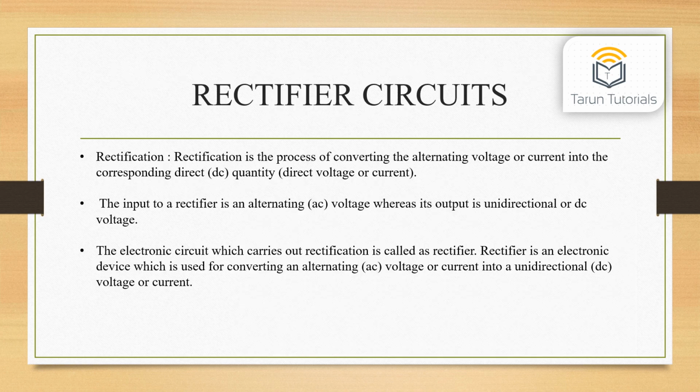Rectifier circuits. Rectification. Rectification is the process of converting the alternating voltage or current into the corresponding direct quantity, direct voltage or current. The input to a rectifier is an alternating voltage whereas its output is unidirectional or DC voltage. The electronic circuit which carries out rectification is called a rectifier. Rectifier is an electronic device which is used for converting an alternating voltage or current into a unidirectional voltage or current.